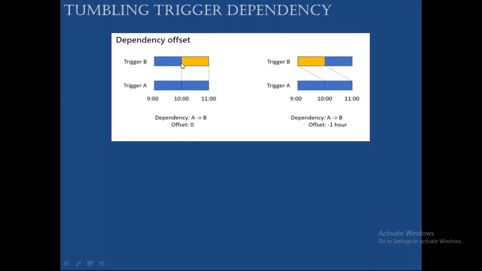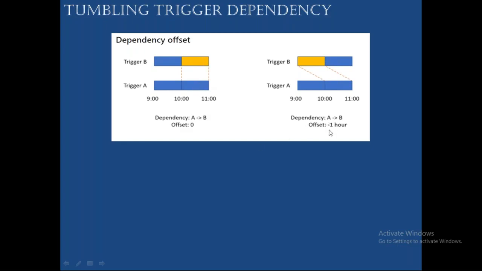if your frequency is hourly, and pipeline 1 ran successfully from 9 to 10, then pipeline 2 also will run from 9 to 10. If pipeline 1 ran successfully from 10 to 11, then pipeline 2 also will run from 10 to 11. Meaning, if this is successful in this window, this also will run for this window.